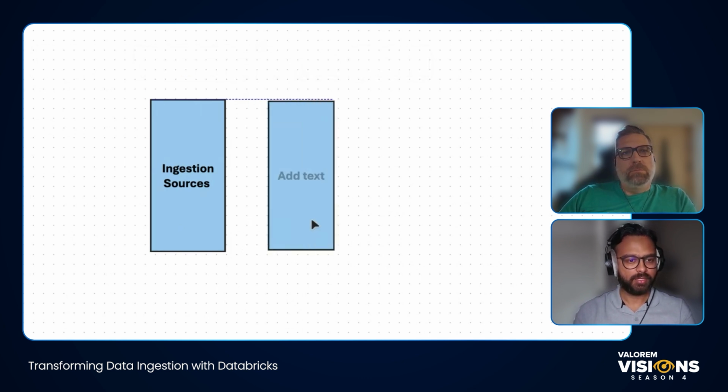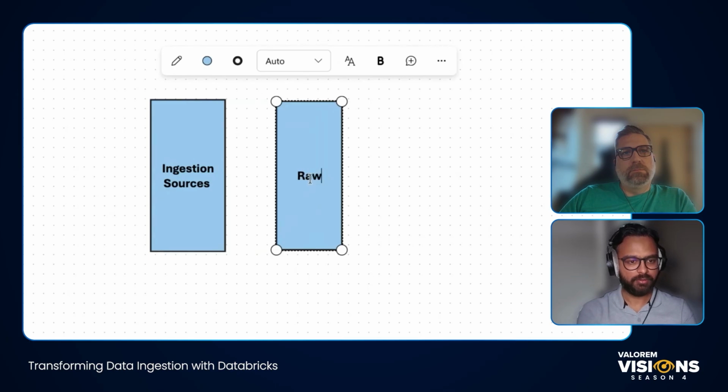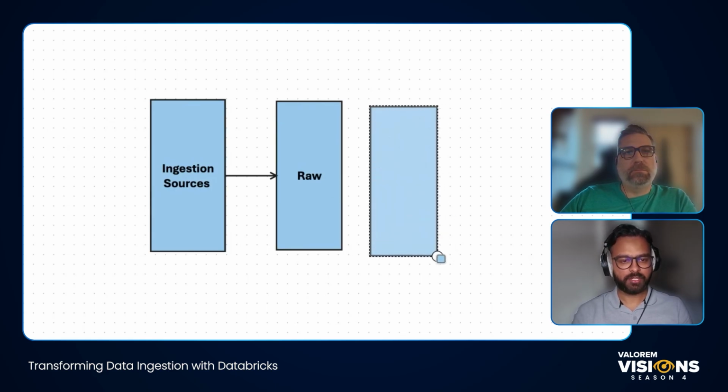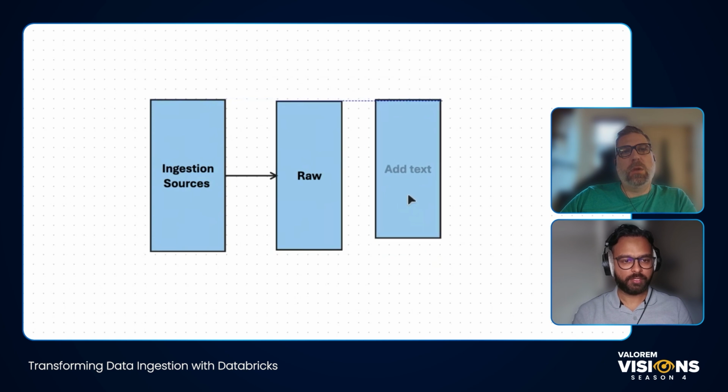Then comes your raw layer, right? This is where you read the data from the ingestion sources and land it into raw. Also known as the bronze layer. Well, if you're landing sources from external providers, it's typically better to land them into raw. And then use your bronze layer to structure that data, right? Because you're not always going to be getting structured data.